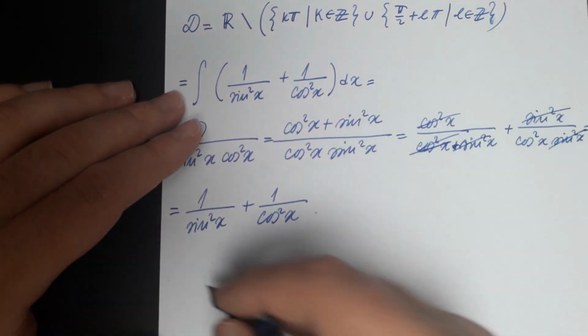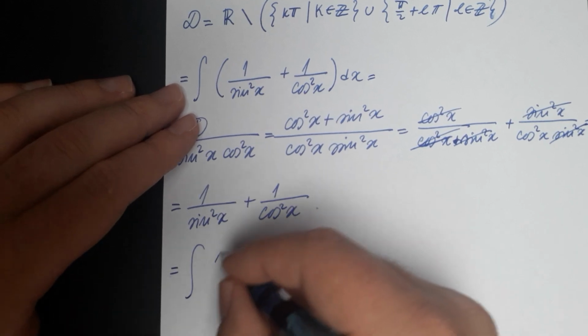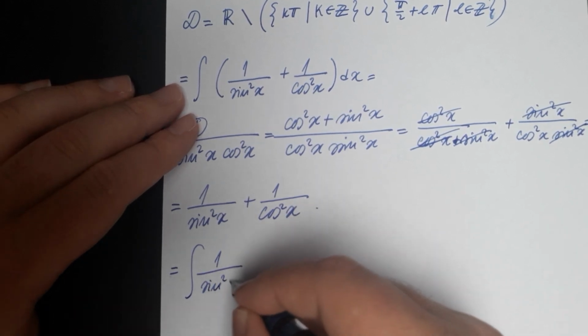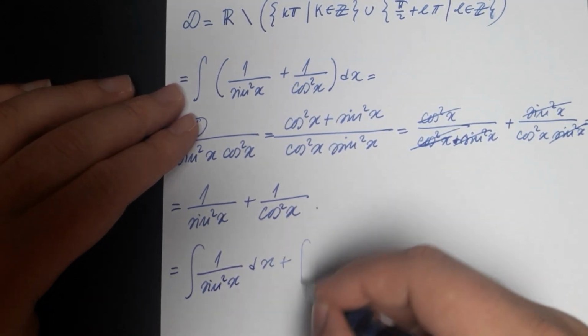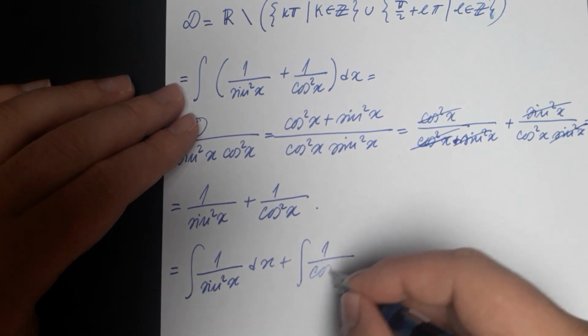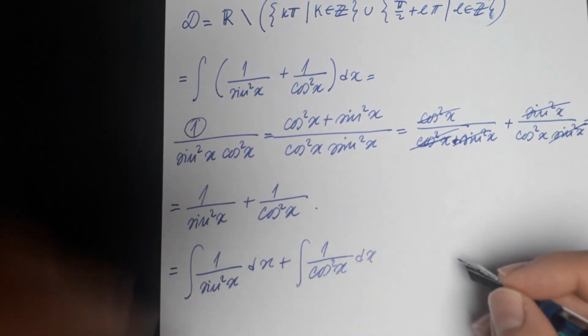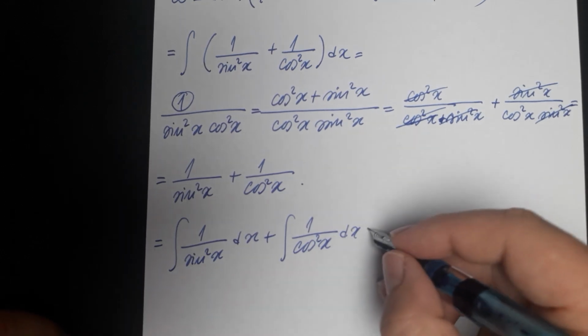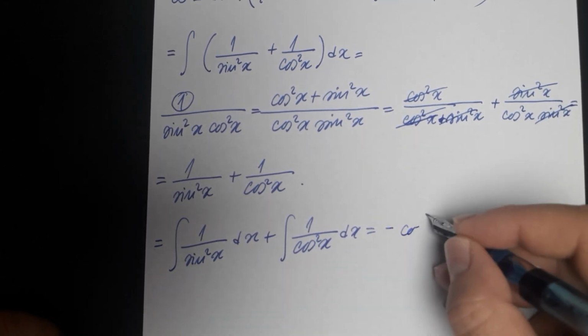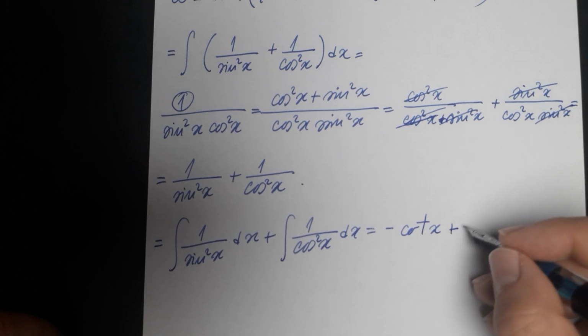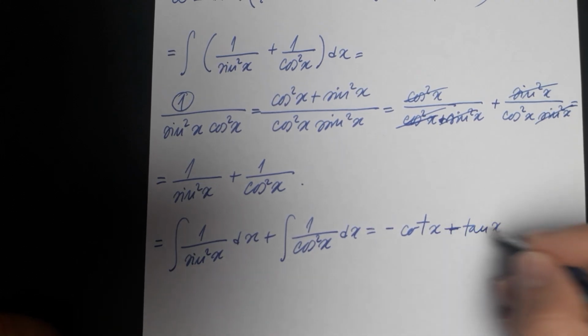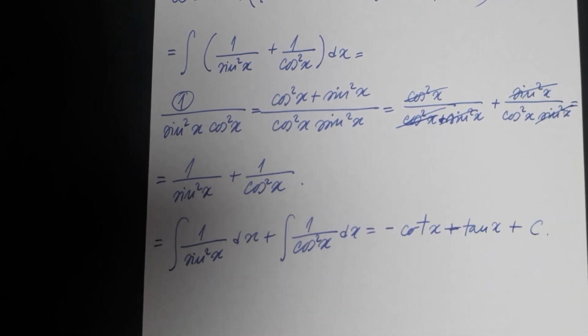Now this integral is equal to an integral of 1 divided by sine squared of x dx plus an integral of 1 divided by cosine squared of x dx. And that is equal to negative cot of x plus tan of x plus an arbitrary constant c.